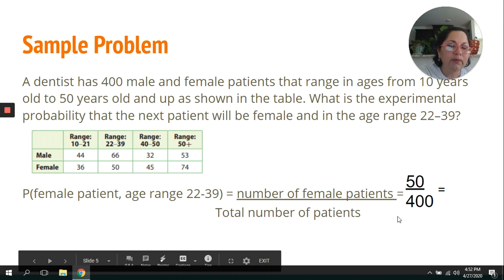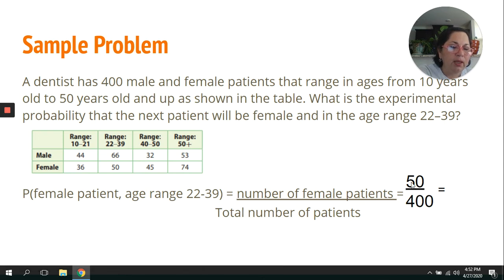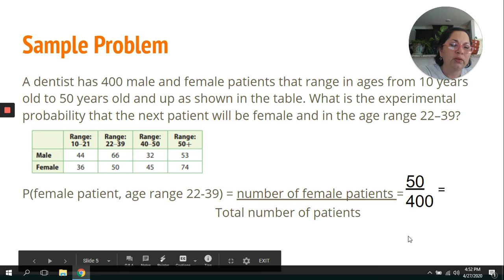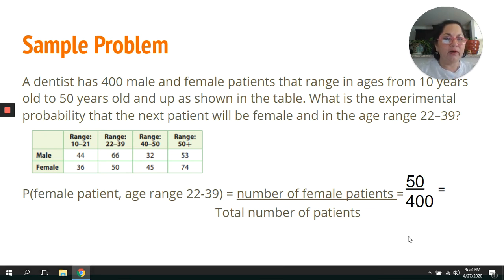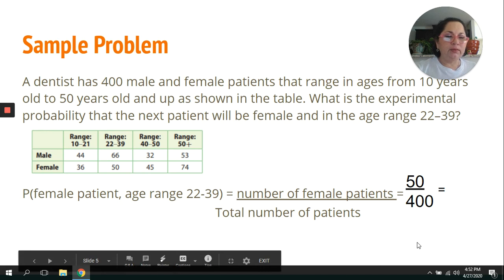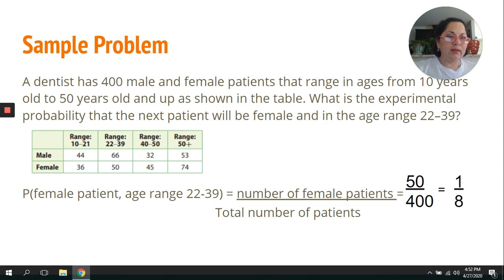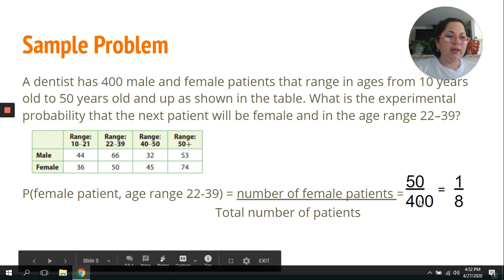Now, again, I want you to simplify this. Remember that with 50 and 400, you could take out one of those zeros and end up with 5 over 40. Then you would divide 5 into 40. What factor do they have in common? Take a minute to simplify. You should have gotten 1/8. 50 divided into 400 will go 8 times.